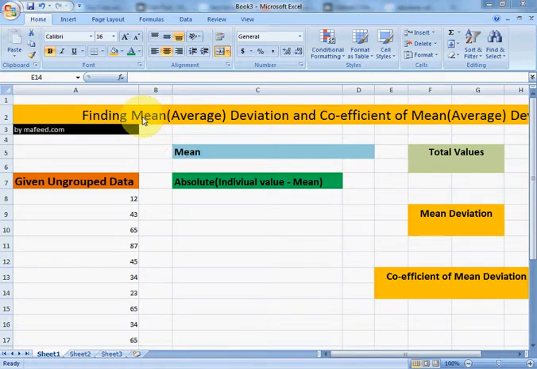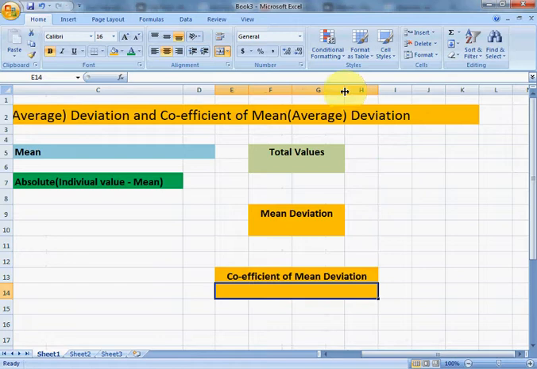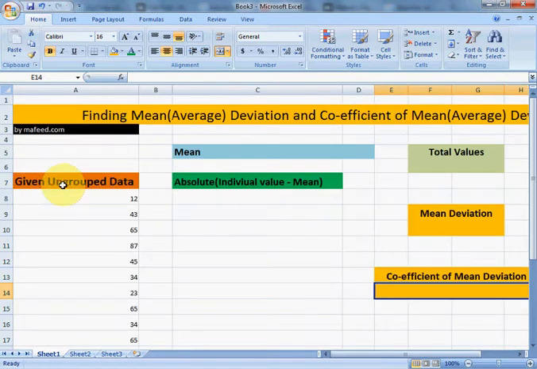Now we will find mean or average deviation and coefficient of mean or average deviation for given ungrouped data. First of all, we need to find the mean of this given ungrouped data.